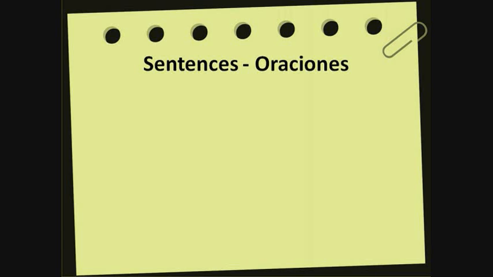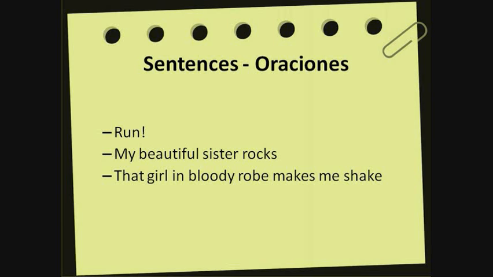The third topic is sentences, oraciones. They are a set of words where we can identify a subject and a predicate, and it has a complete thought. Let's see some examples. Run. Even a word can be a sentence because the subject is tacit. My beautiful sister rocks. That girl in bloody robe makes me shake.